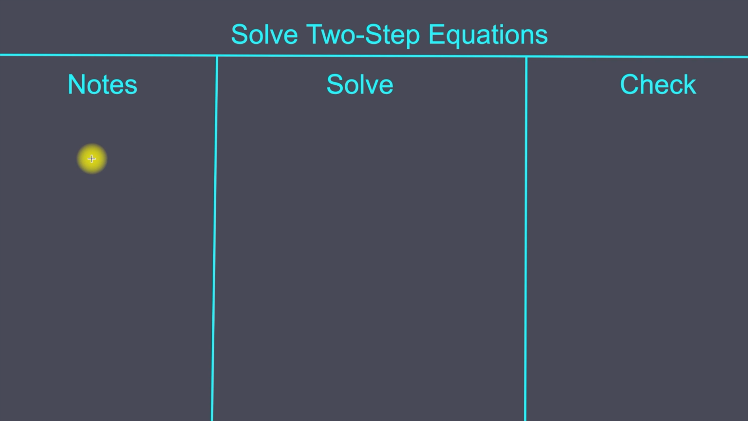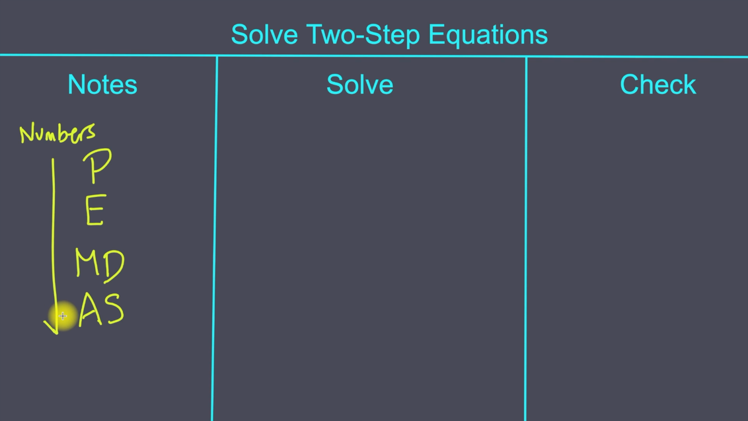So we've got PEMDAS. Step 1 is parentheses. Step 2 is exponents. Step 3 is multiplication or division from left to right, whichever comes first. And then step 4 is addition or subtraction, whichever comes first. Now, whenever we have numbers, we follow the order of operations from the top all the way down to the bottom.